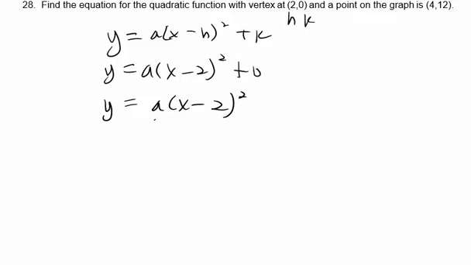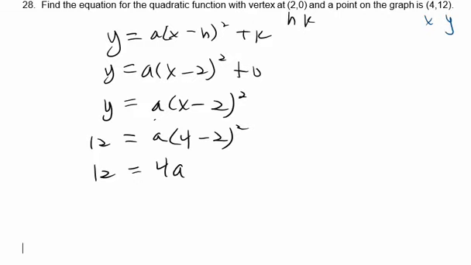So we're going to use 4 and 12, which is an x and a y, and substitute them in the appropriate places. So 12 equals a times 4 minus 2 squared. So 12 is equal to 2 squared, which is 4. So 12 equals 4a, so that must mean a is 3. And now our equation is going to look mostly like this, but replace a with 3.